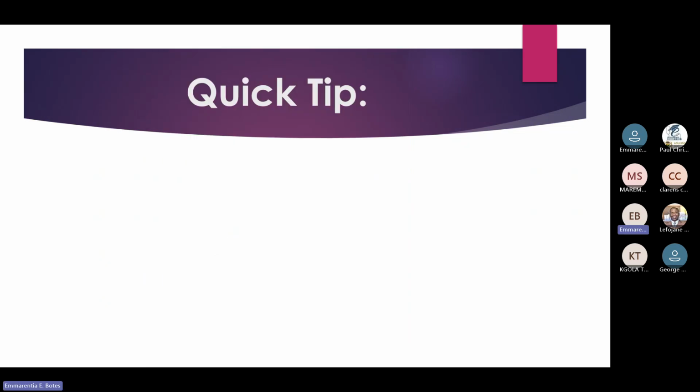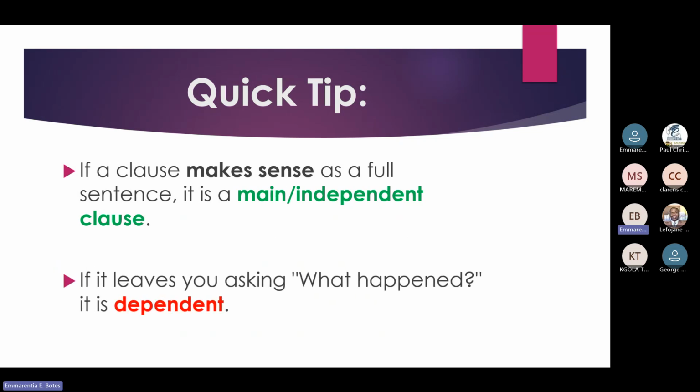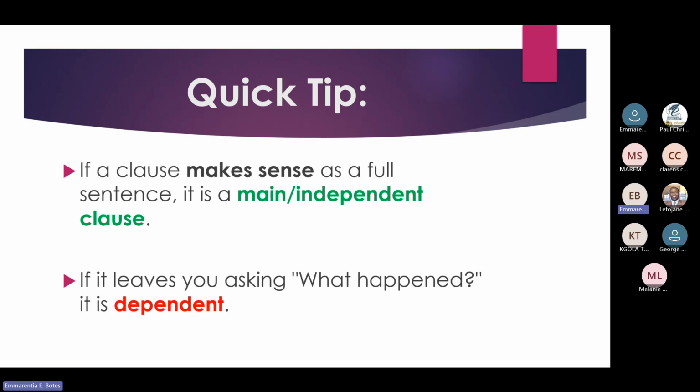So just again, that quick tip: if a clause makes sense as a full sentence, so you can understand it, it can stand on its own, then it is a main or an independent clause. If it leaves you asking, what happened? So you need more information. You don't know what the rest of the information is, then you know it is dependent. And remember, for a dependent sentence to make sense, we combine it with an independent clause.